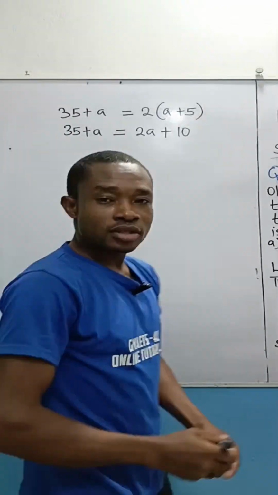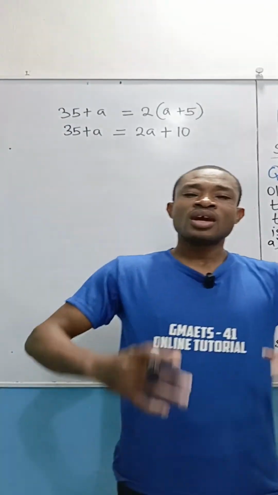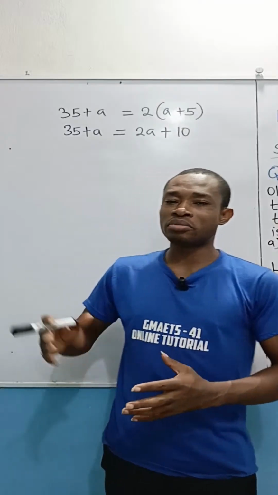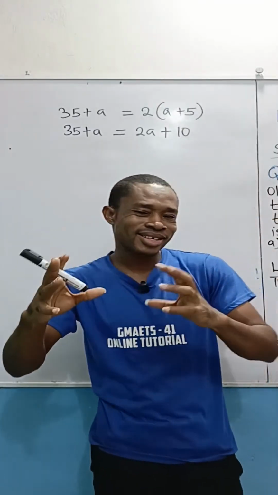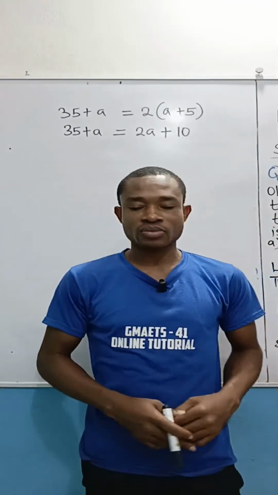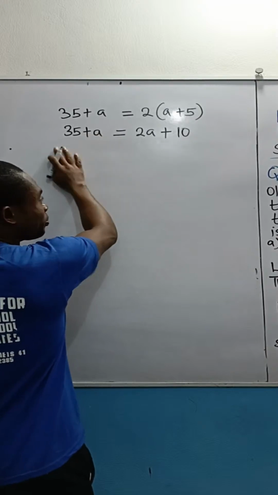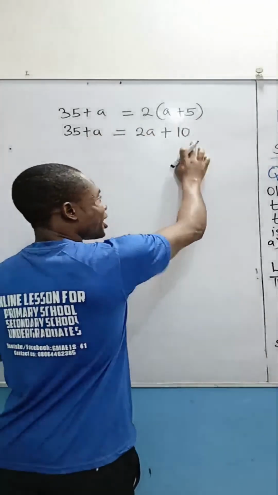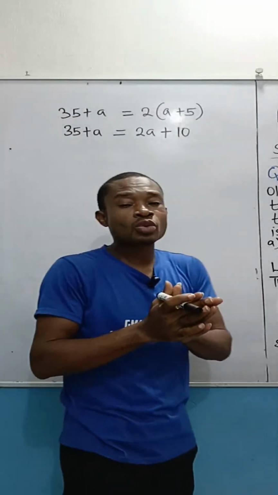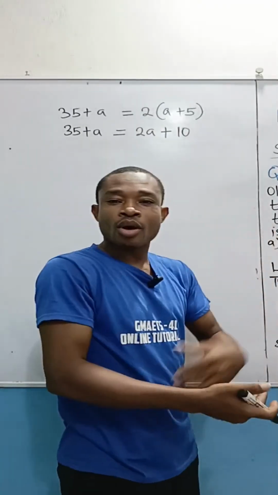At this point, you agree with me that we have to collect like terms, because the unknown, what we are looking for, which is a, you will agree with me that between where you are seeing a, you have plus between it and something else. 35 plus a, so you have to separate them. 2a plus 10, you have to separate them because they are not like terms. Okay, so at this point, I would like to move. Should I move alphabets to the right and numbers to the left?